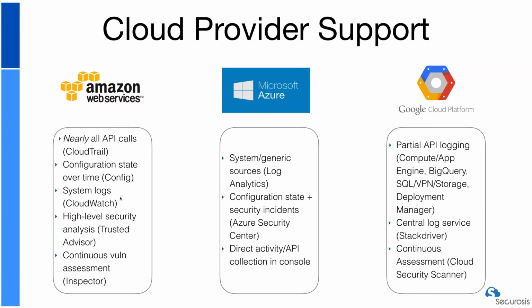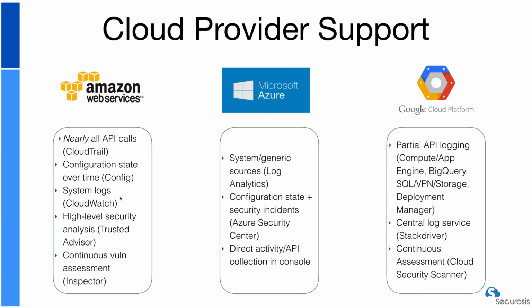And then last, they do give you direct activity and API collection in the console. The problem is I couldn't find documentation of exactly how deep that coverage was. So it doesn't look like it's to the depth of CloudTrail. You can actually export the data, and when I've tested that on my own Azure accounts, it's reasonably comprehensive in terms of tracking all the activity through the console.